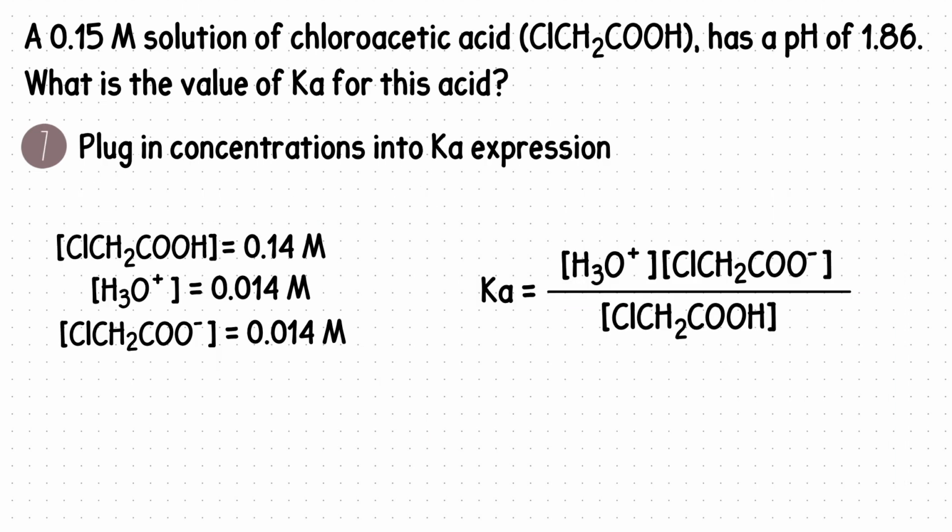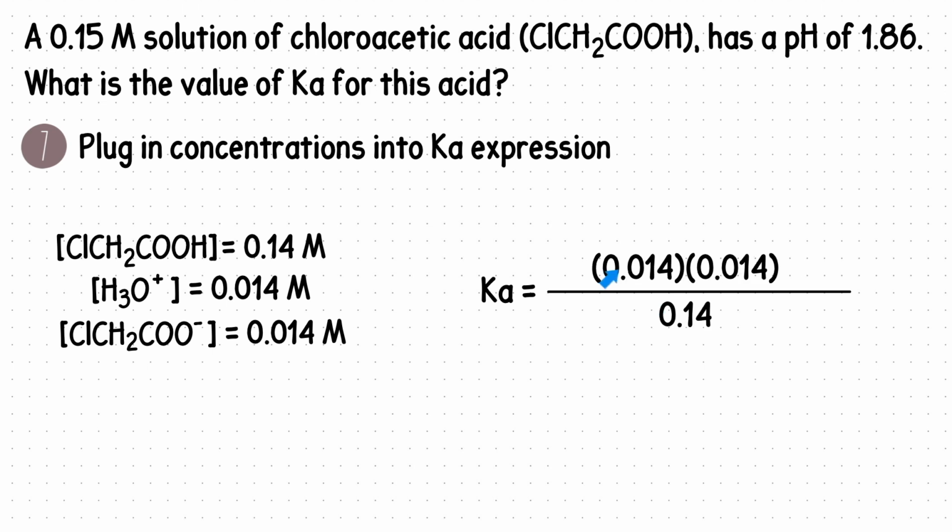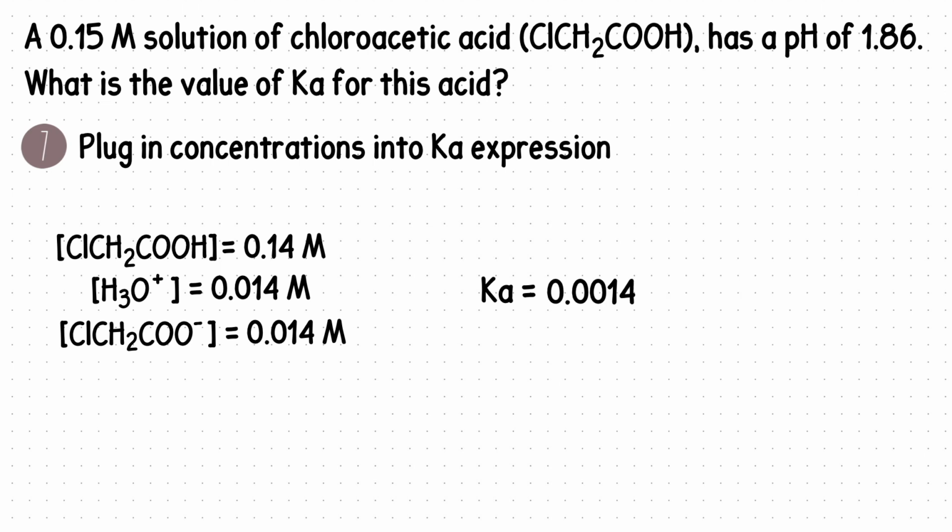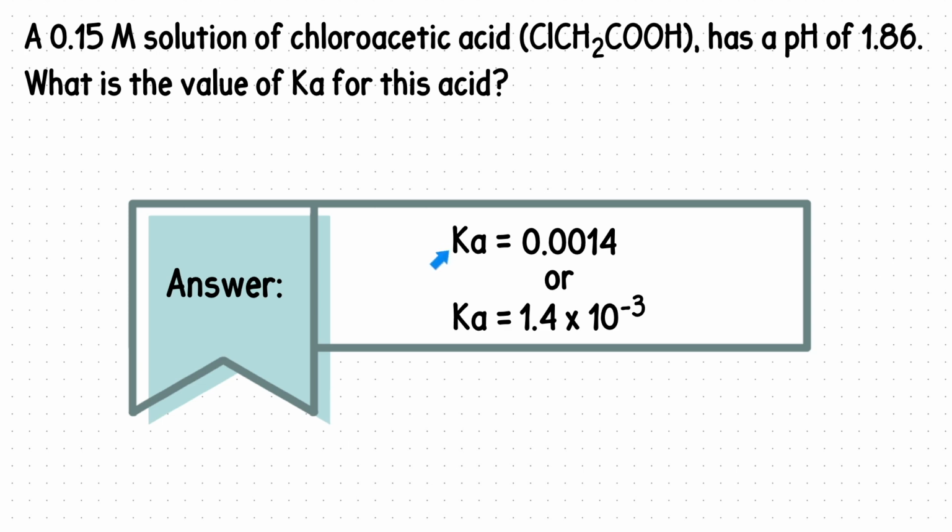Step 7 is to plug in the concentrations at equilibrium into our Ka expression. Multiply the top values and divide. We can write Ka like this or in scientific notation. Either answer is correct.